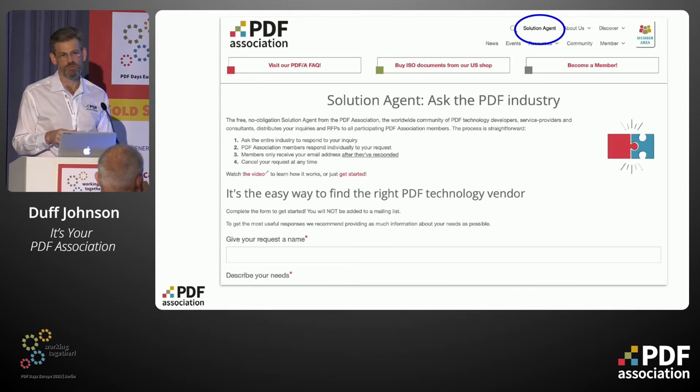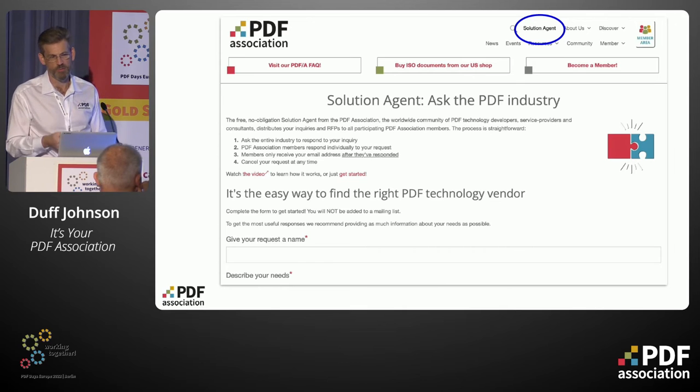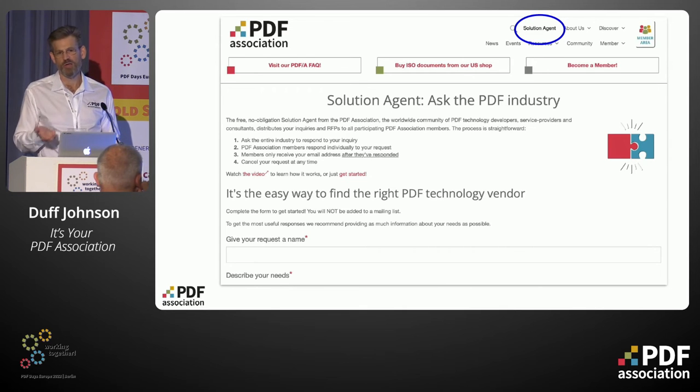It allows the end user or another member of the PDF Association to go to the solution agent and ask for a solution, without sharing their contact information. Then members who receive that need, that's what we call it in the system, get to look at it and say, okay, I'll respond to this stated need, and I'll give them a reason to show me their contact information. Then when the message from the vendor goes back to the person who sent in the need, they can decide if it's a good enough answer, and they will then share their contact information.